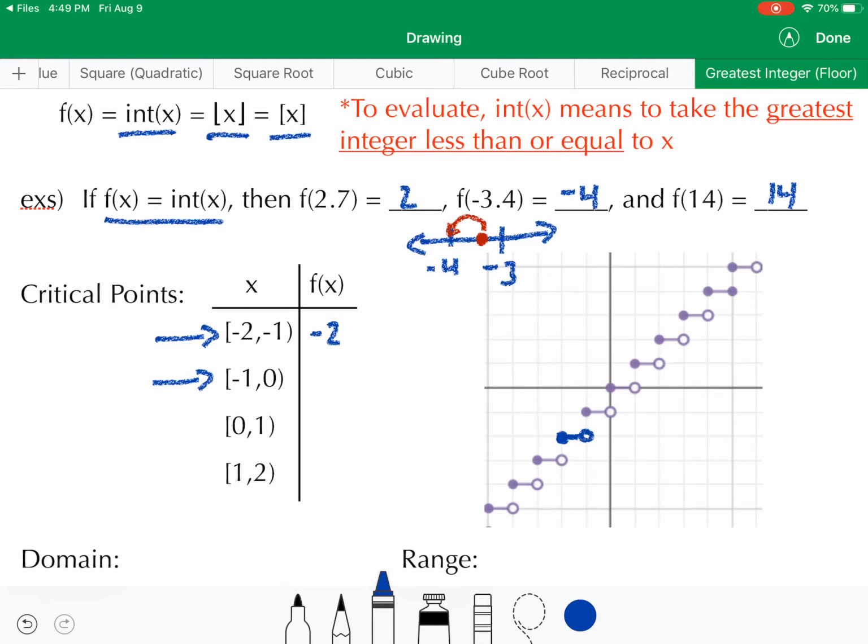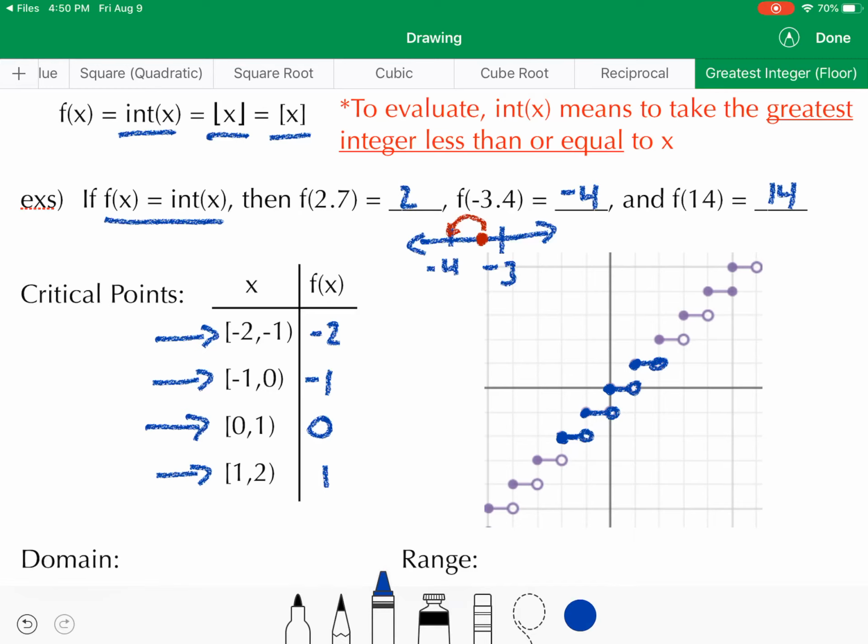We move on to the next interval. Notice it picks up where the previous one left off. Any number between -1 and 0, the greatest integer less than or equal to it will be -1. That'll lead me to this point, and all of those in between. Next interval. Any number between 0 and 1 for this function will result in 0. That'll lead me to this point, and all those in between. And then the last interval, anything between 1 and 2 will result in 1.